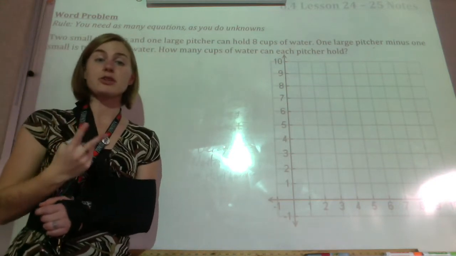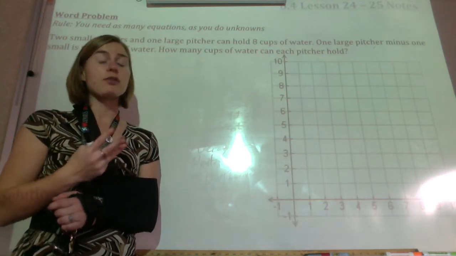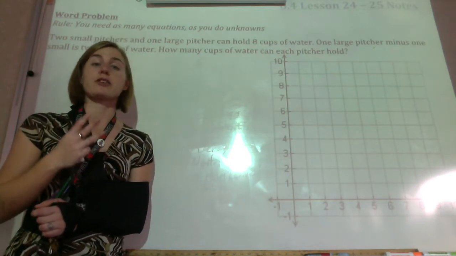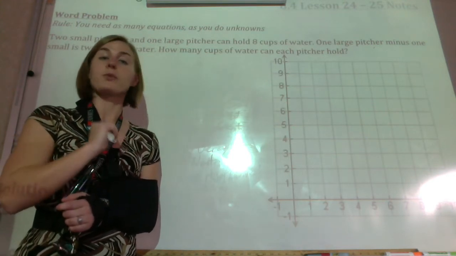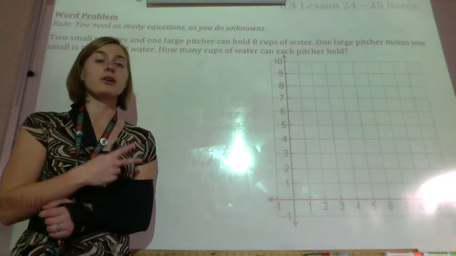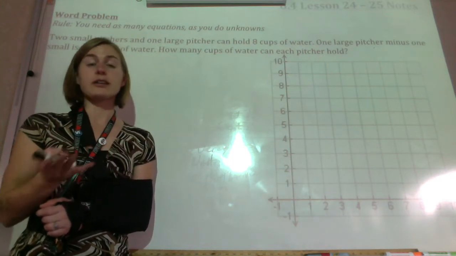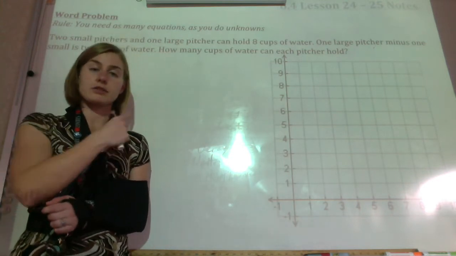So if you have 2 things that you don't know, you're going to need 2 equations to work with. If you have 3 things that are unknown, you need 3 equations to work with. So this is why before, when we had 1 unknown, we could just work with 1 equation and find out what that was. But now we're going to have 2 unknowns, so we're going to need a system. We're going to need 2 equations to solve for that. So let's find out what our situation is here.